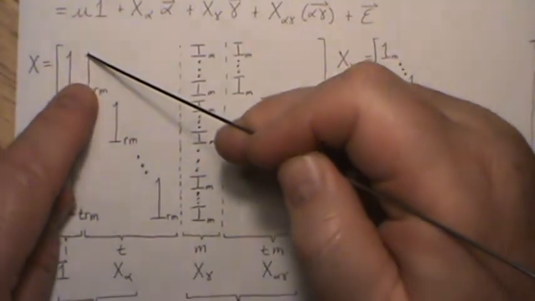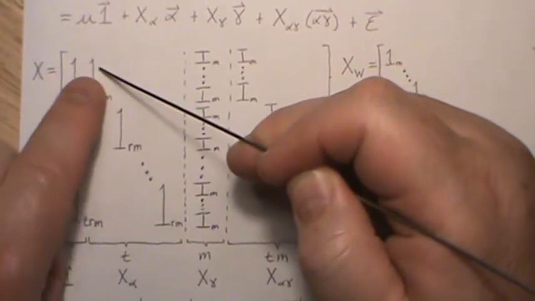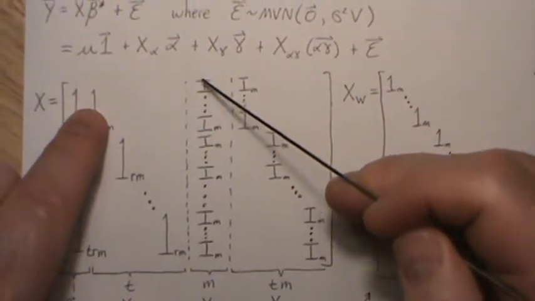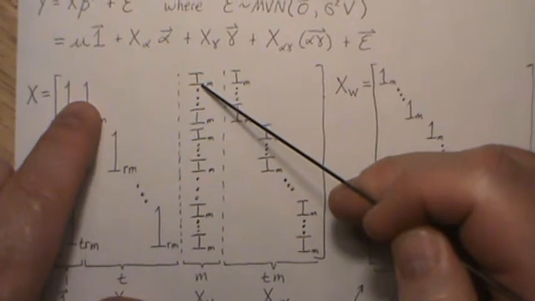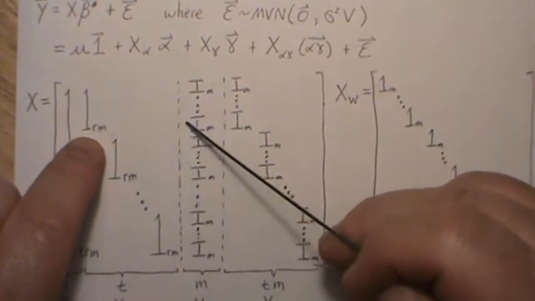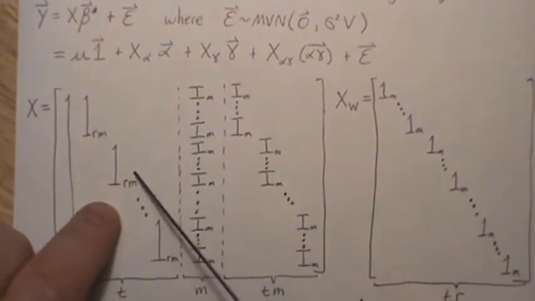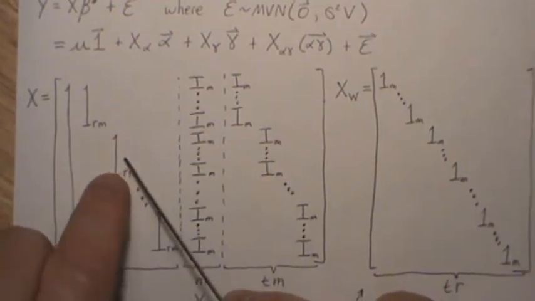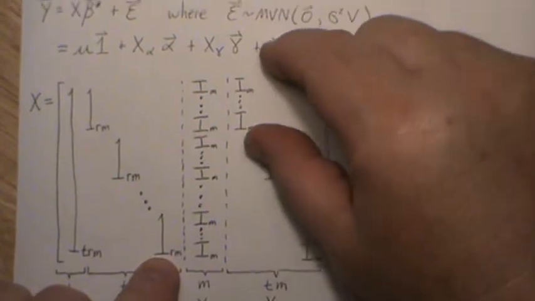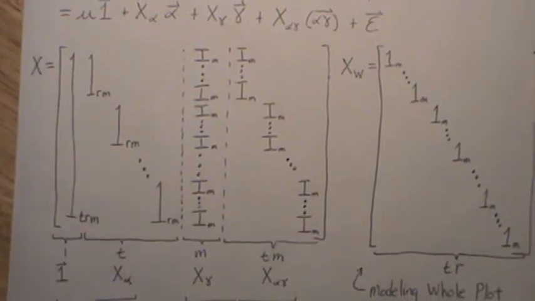Now within each whole plot, remember the whole plot is replicated several times here. Within a whole plot, there are m levels of that second factor, and each gets a parameter. Then the next whole plot, and the next, down to the last whole plot, they each get the same parameters. This is repeated for each of the whole plots for the different levels of the first factor. And then the interaction terms are just these, but you repeat them as you go down. So this is actually the design matrix.